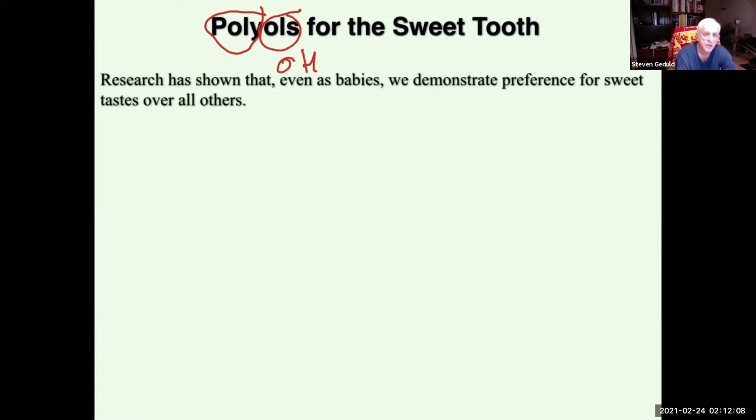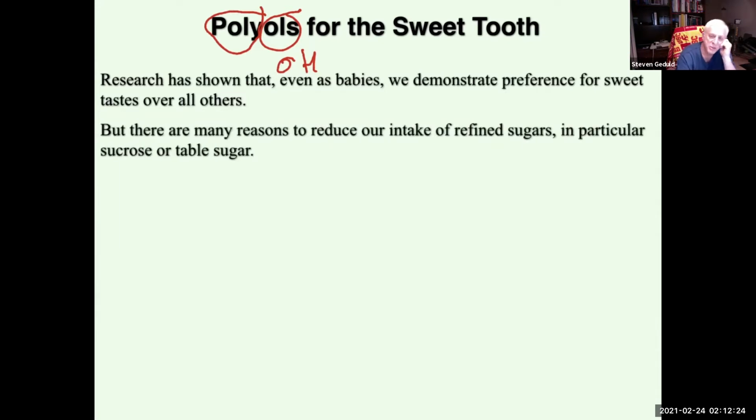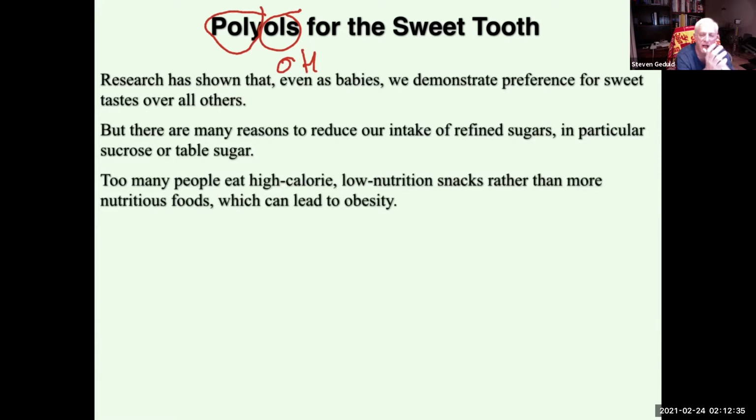Okay. So research has shown that even as babies, we demonstrate preference for sweet taste over all others. People like things that taste sweet. That's what keeps me in business. It causes tooth decay, causes all kinds of fun stuff. There are many reasons to reduce our intake of refined sugars, in particular sucrose or table sugar. Too many people eat high calorie, low nutritional snacks rather than more nutritious foods, which can lead to obesity, type 2 diabetes, heart problems, kidney failure, and a lot of other problems with the body.